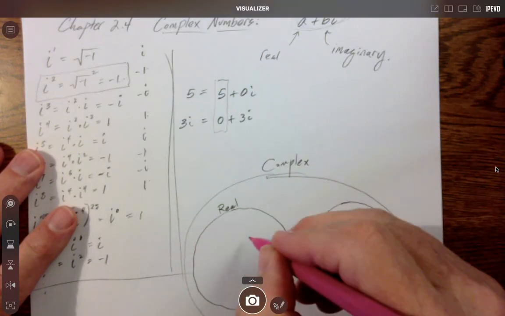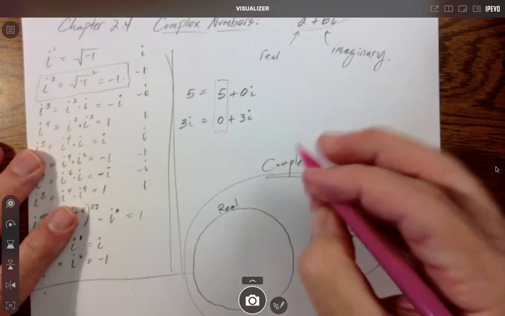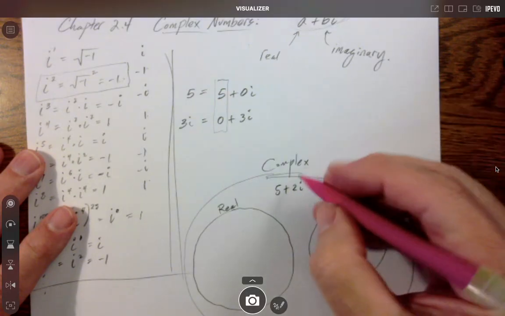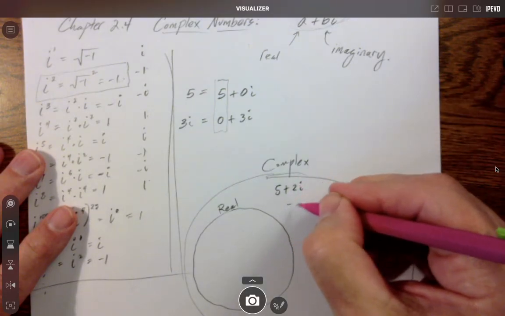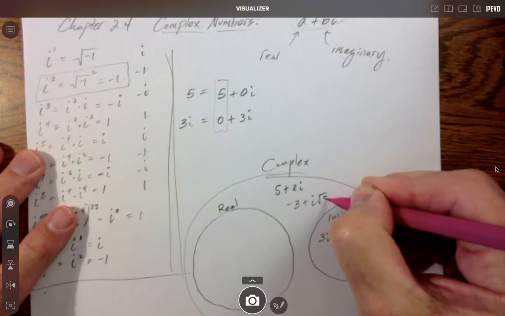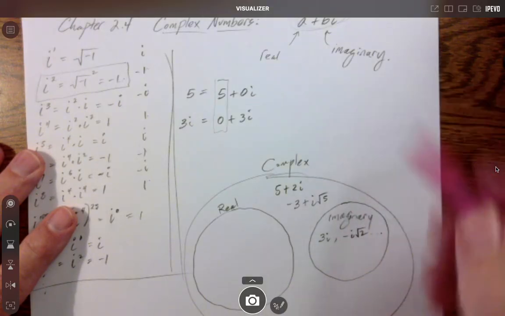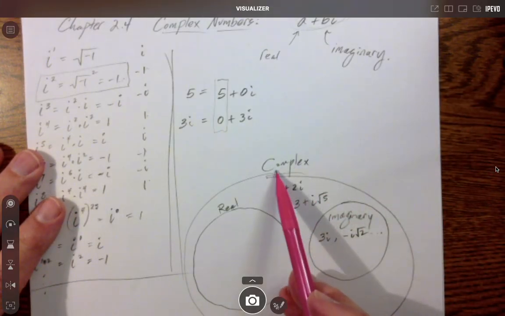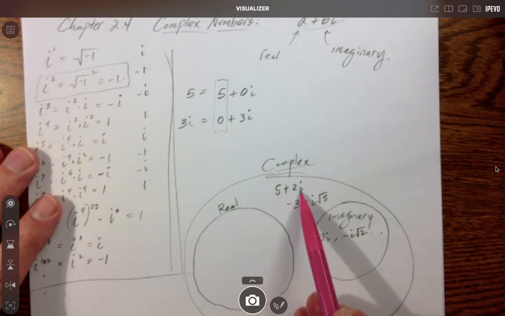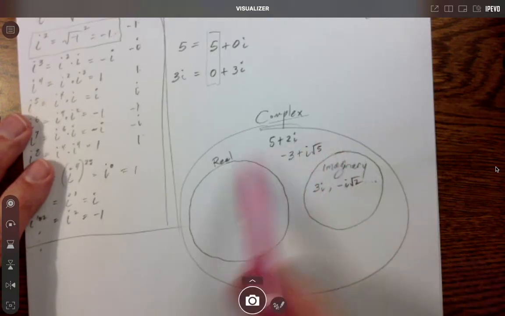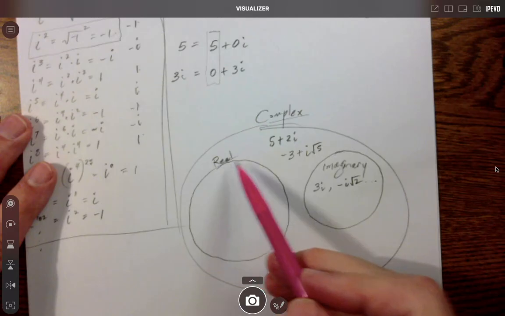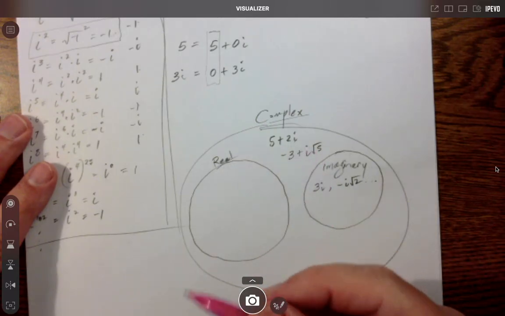Now, outside of both of those categories are complex numbers like 5 plus 2i, or -3 plus i square root of 5. Right? There's all kinds of numbers. Now, so a complex number, usually when we say complex number, we're referring to a number that has a real part and an imaginary part. But technically, all numbers are complex numbers. All right, when we say real number, we're talking about a complex number that doesn't have an imaginary part.